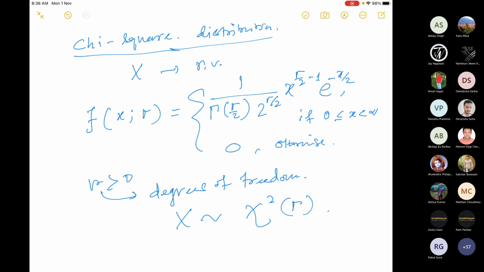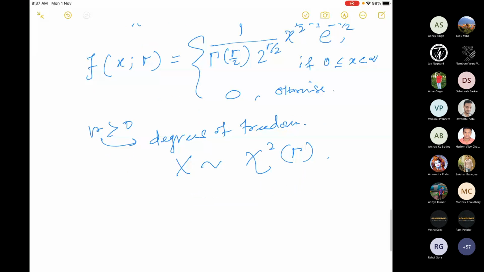Chi-square can be obtained from the gamma distribution. You have two parameters for the gamma distribution, alpha and theta. If you fix alpha equal to r by 2 and theta equal to 2, then you will get the chi-square. So the chi-square distribution is a special case of the gamma distribution, and the mean of X, mu of X, was r, and the variance of X, I think it was 2 times r, but just check. I forgot. Anyway, this is what is called chi-square.